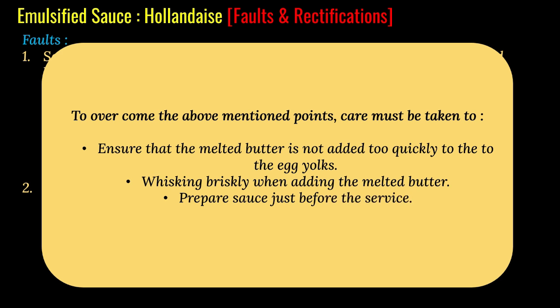Prepare the sauce just before the service. We have told you that hollandaise is a semi-permanent emulsified sauce, so never make it much before the service. Maximum two hours, a couple of hours, not beyond that. Try to make it as close to the service point as possible. Ensure fresh eggs are used. If you use fresh eggs for making hollandaise, the lecithin, the emulsifying agent present in the egg yolk, will remain very strong and the emulsifying process will be very easy.